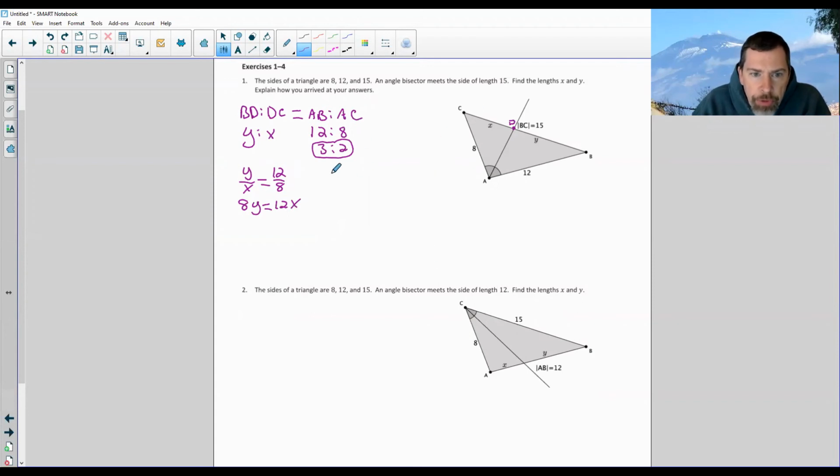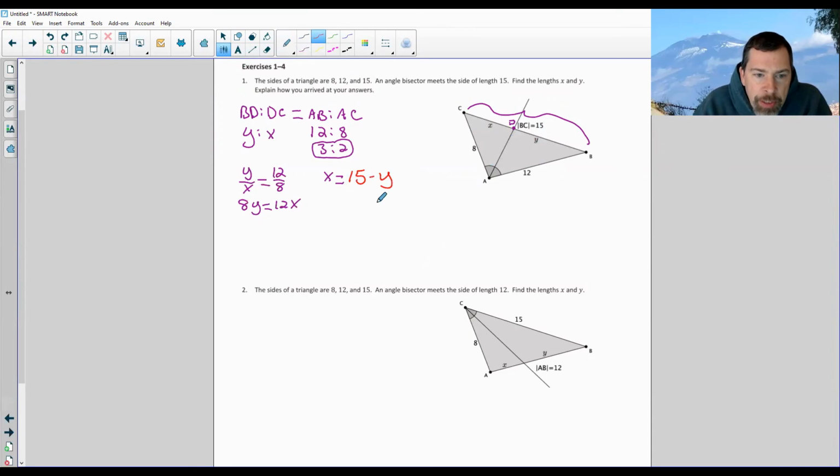The other thing I can say is X is equal to something. If the whole thing is 15, and I subtract Y, I get X. Like say Y was 9, 15 minus 9 is 6. 9 plus 6 is 15, agreed? But we don't know that yet. So we can just say X equals the whole thing minus the other piece, so 15 minus Y. And I'm going to do that in a different color. How about red?